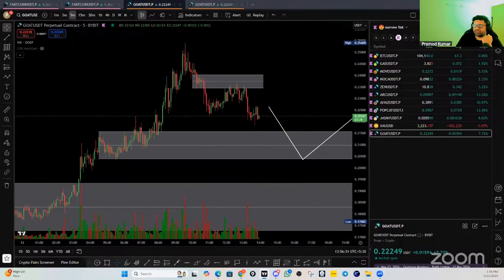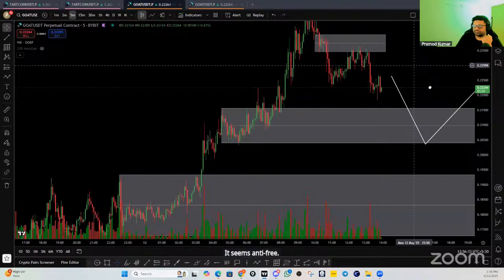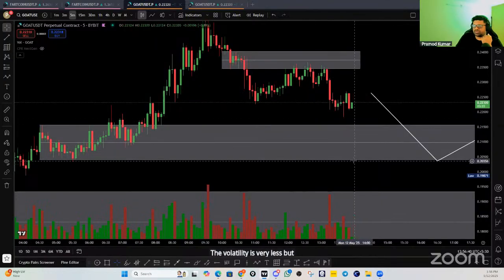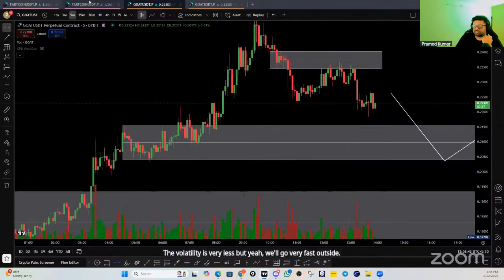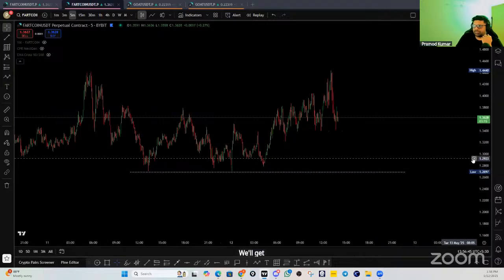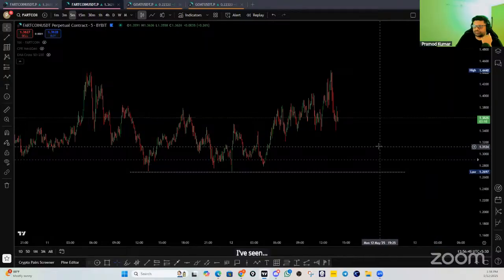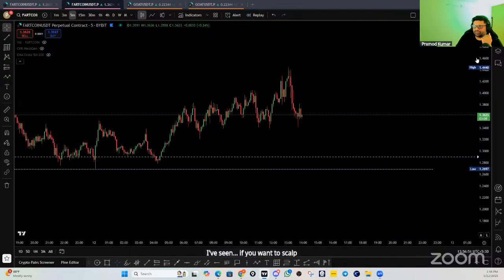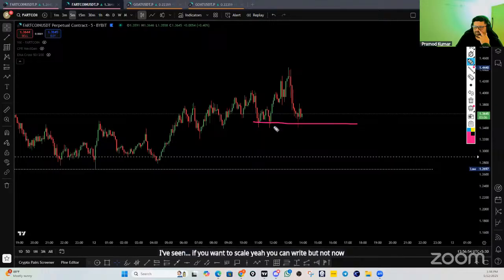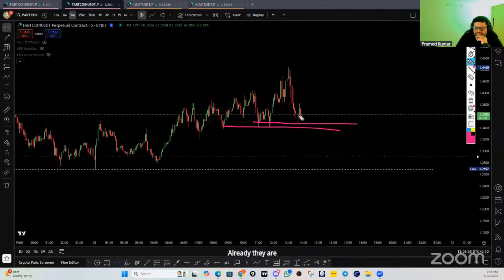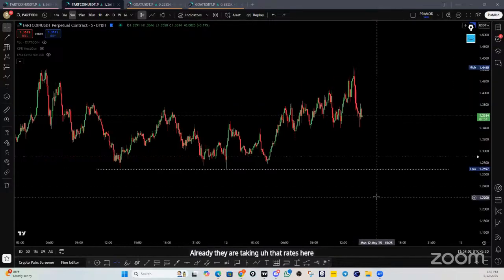Let's see this candle frame. The volatility is very less, but they'll go very fast outside. So let's see, I'll keep alert. If you want to scalp, yeah, you can try, but it's not suggestible now. So now people will get trapped. People are already taking trades here. Yeah, see that.